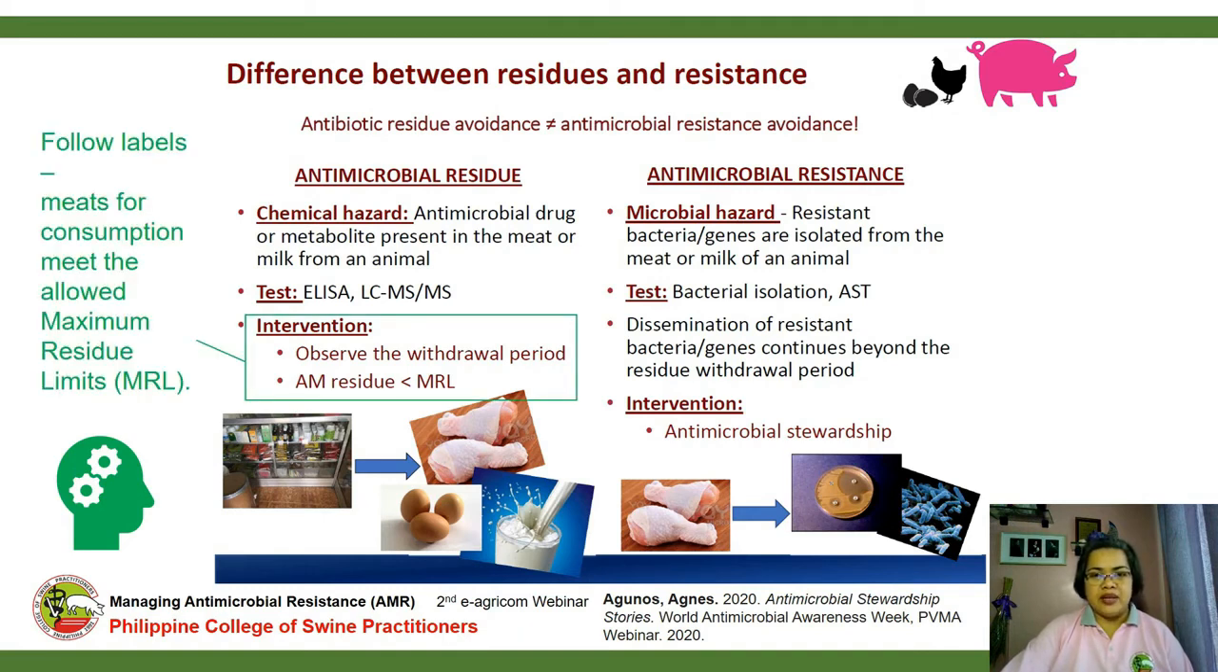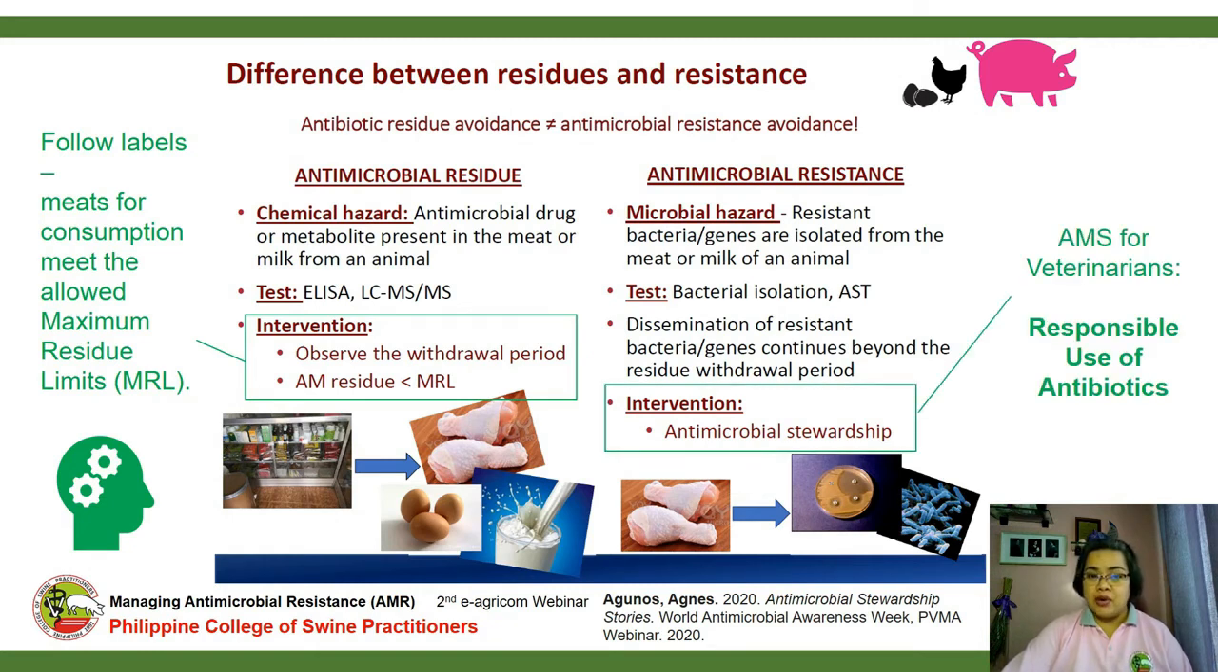To intervene and avoid antibiotic residues, it is important to follow product label indications, especially withdrawal periods, to lessen the risk of having residues in meat. On the other hand, antibiotic resistance intervention or avoidance may be done with stewardship programs. Veterinarians play a major role in mitigating AMR by adopting AMS, like responsible use of antibiotics. Although these two issues are unrelated, they are both important, and understanding the technical difference and the approach to address them are key.